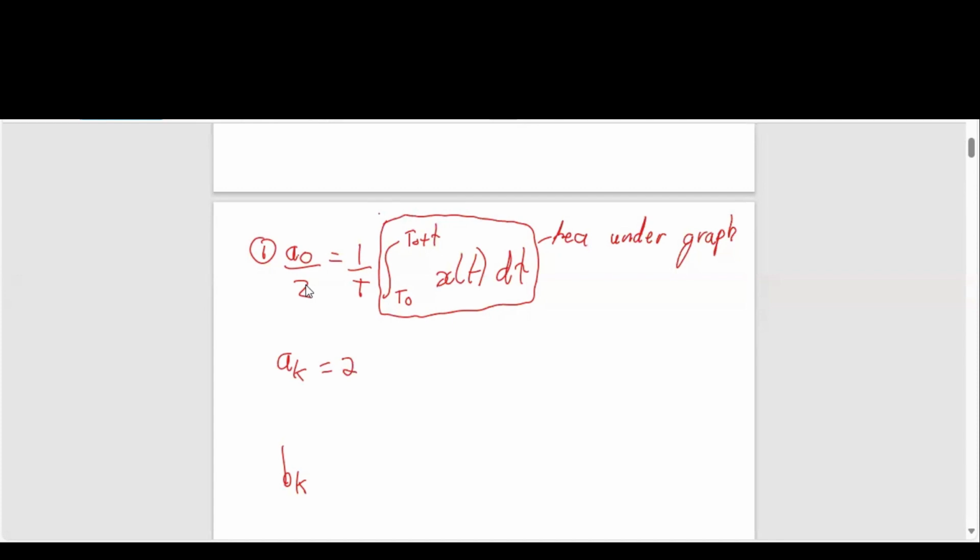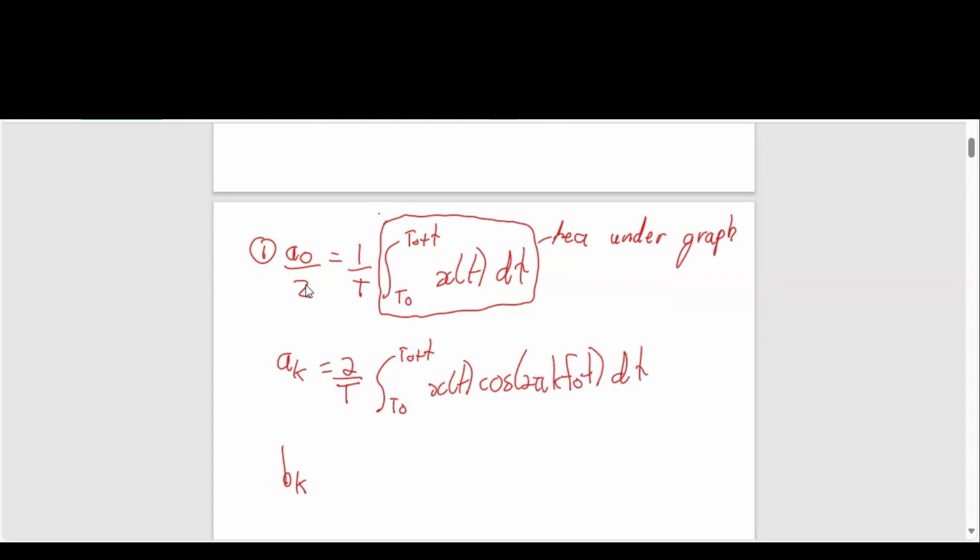The second one is AK. The equation for AK is 2 on T integral from T0 to T0 plus T. I'm not writing this, but it's just over the period of the graph, from where it starts to where it ends. X of t cos 2 pi k f naught t dt.